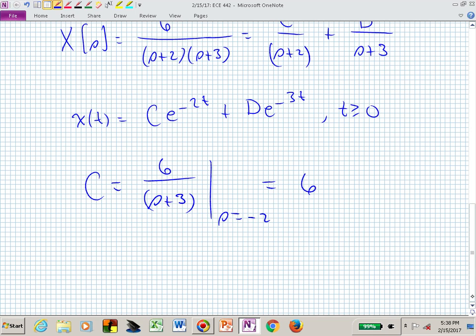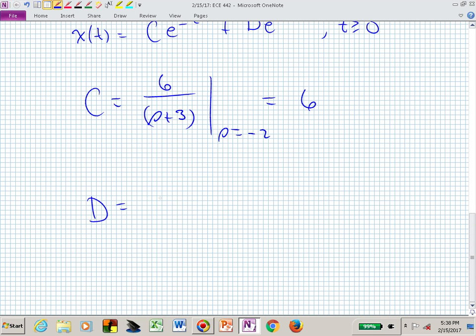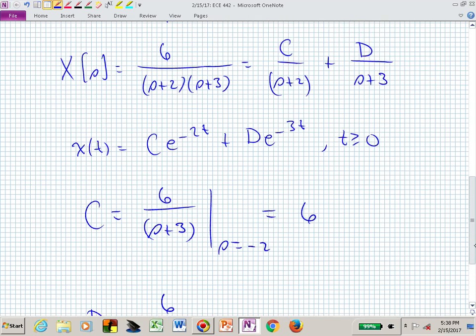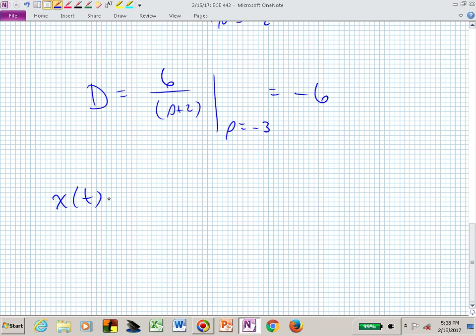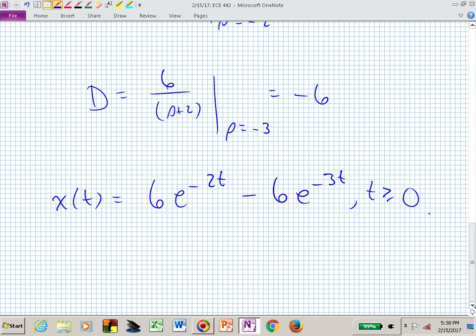So in our case, c is 6, and for d, we multiply through by the factor underneath d, which is s plus 3, evaluate at the value of s that causes that factor to vanish, and now we have minus 1 divided into 6, or minus 6. So x of t is now 6e to the minus 2t minus 6e to the minus 3t for t greater than or equal to 0.